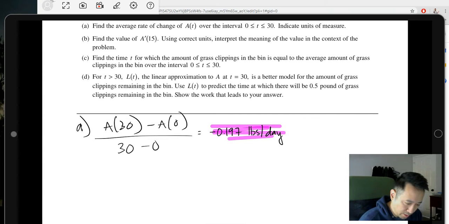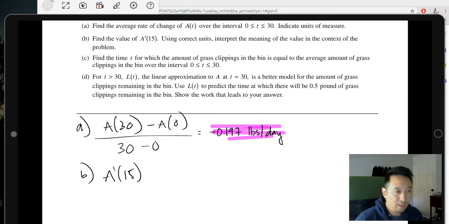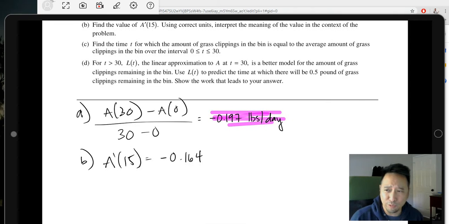So letter B, they want to actually find A prime of 15. Well, for A prime of 15, I would take the derivative of my equation. Remember, this is a calculator problem. You're not going to do that by hand. You can use a calculator to find the derivative, and then you input 15 into the derivative to find out what A prime of 15 is. And you should get this value, negative 0.164. Now you have to interpret this.